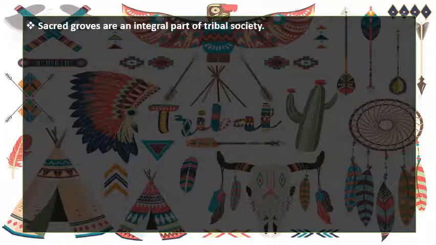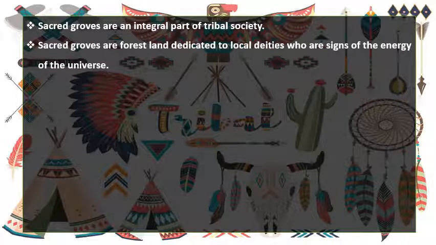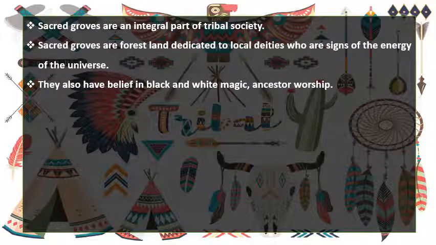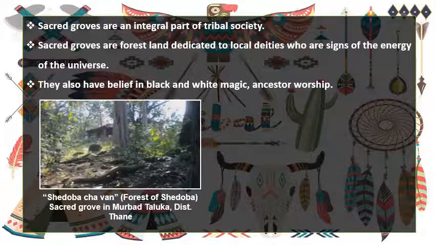Sacred groves are an integral part of tribal society. Sacred groves are forest land dedicated to local deities who are signs of the energy of the universe. They also have belief in black and white magic, ancestor worship. Shedobacha Ran, Forest of Shedoba, is a sacred grove situated in Murbad Taluka, Thane district.